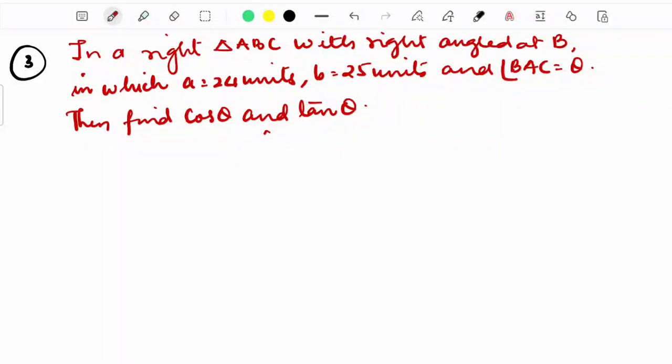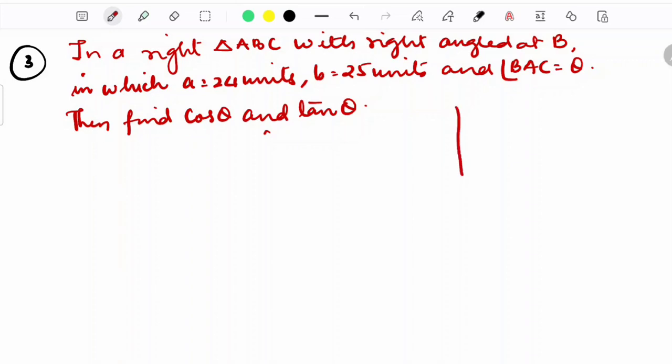Hi students, now we are going to go for the third problem of trigonometry exercise number 11.1, Telangana state syllabus book. Here it is given in a right angle triangle ABC with a right angle at B, in which a is equal to 24 units and b is equal to 25 units, and angle BAC is equal to theta. Then find cos theta and tan theta.